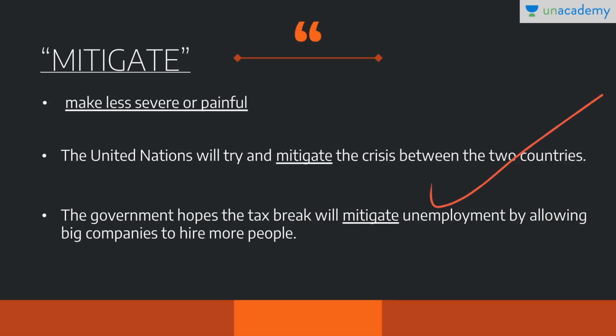The government hopes the tax break will mitigate unemployment by allowing big companies to hire more people, right? So here again we are saying that the government hopes that the tax break will make unemployment less of a problem.